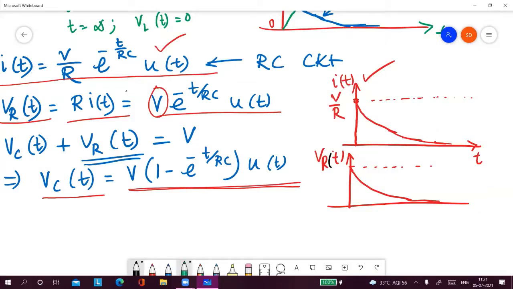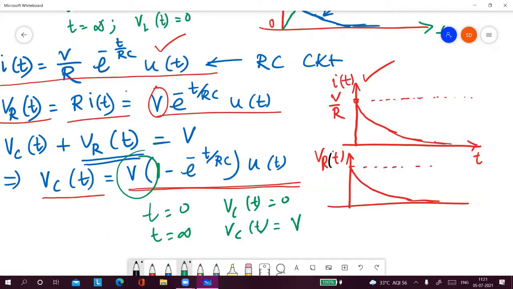And what about the capacitor? Capacitor initial voltage is 0. Look here, when time t equals 0, e to the power 0 means 1, and 1 minus 1 equals 0. So the initial voltage is 0, and when time t equals infinity, this exponential term becomes 0, so the capacitor voltage will be V. Alright. So initially it is 0 and finally it will be V. This will be the nature. The green one is Vc(t), and the red one is VR(t). Okay, you are familiar with this.